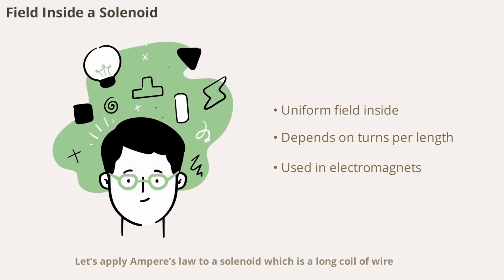Let's apply Ampere's law to a solenoid, which is a long coil of wire. By choosing an appropriate Amperian loop inside the solenoid, we find that the magnetic field inside is uniform and parallel to the axis of the solenoid. The field strength is given by B equals mu0 N I, where N is the number of turns per unit length and I is the current. This uniform field is crucial in many electromagnetic devices, including electromagnets and MRI machines.